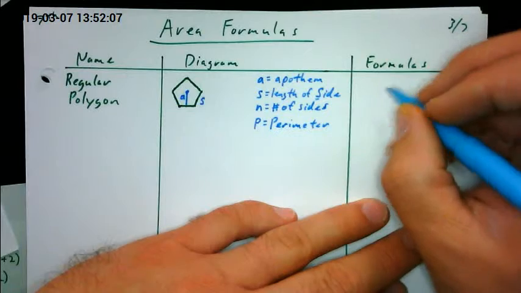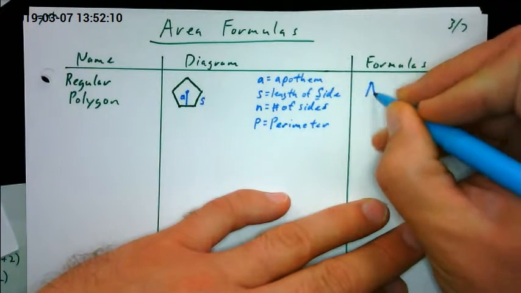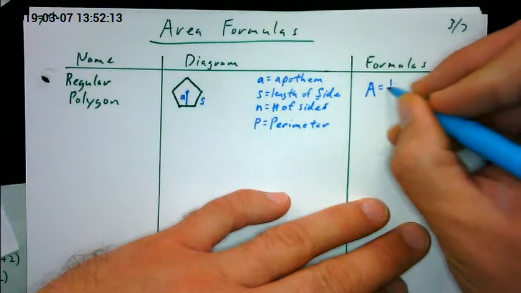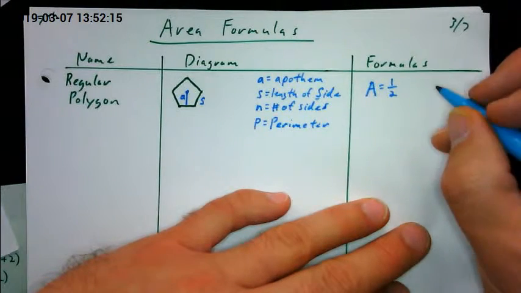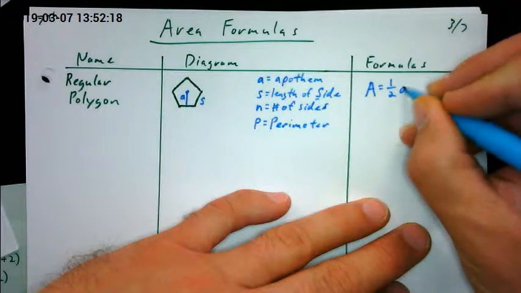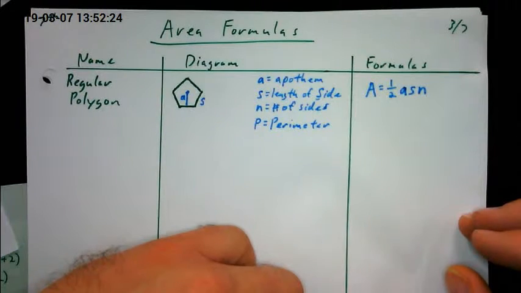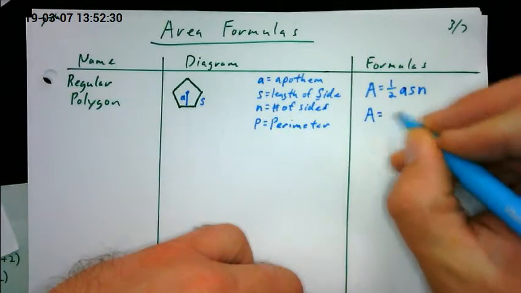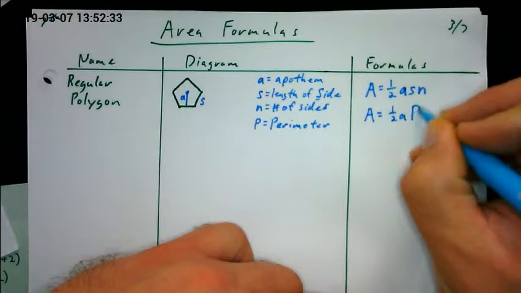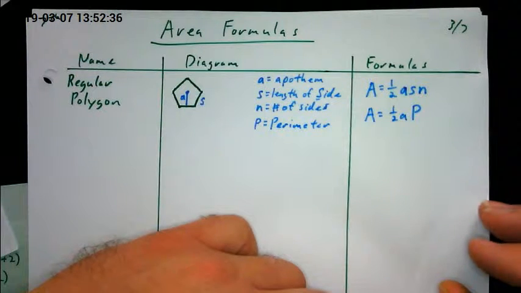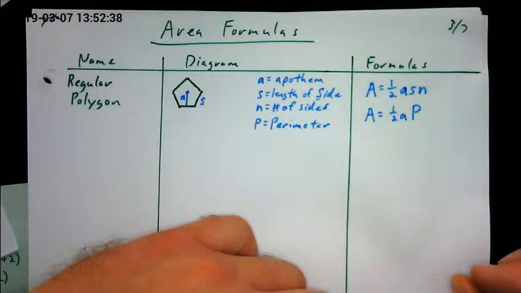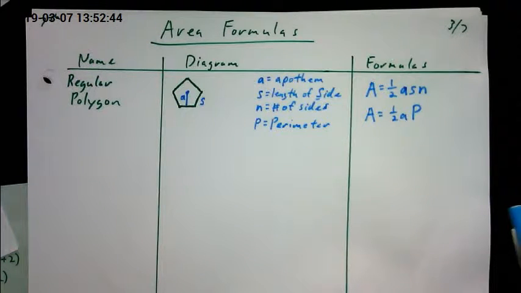All right. So, the formulas that you have to know for this one, area equals either 1/2. Anybody remember the formula from yesterday? Equals 1/2 base times height. A, S, N. So 1/2 the apothem times the length of one side times the number of sides. The other way that you can write this is 1/2 AP, because you can replace S times N with the perimeter, because in a regular polygon, you can find the perimeter by doing the length of one side times the number of sides. So that's our first set.